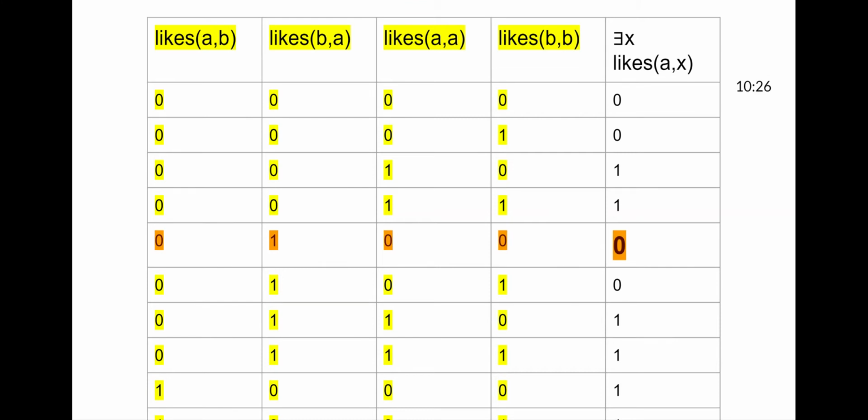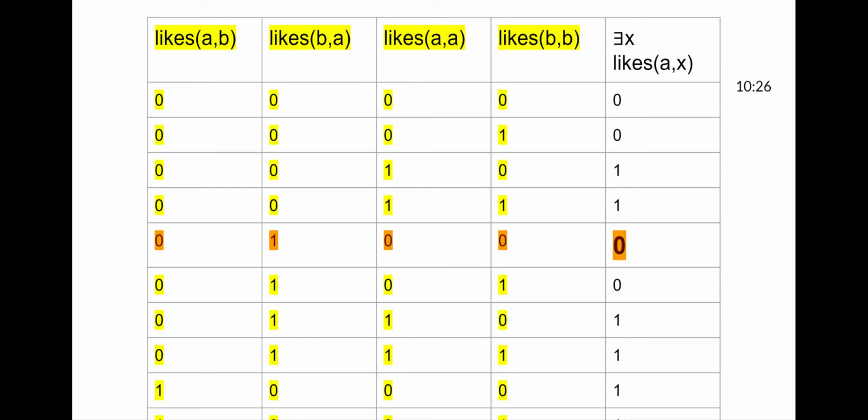So let's consider a very simple example. Suppose our world has two objects, A and B, and we have one relation, a binary relation called likes. Well, there are four possible relationships that can exist: A likes A, A likes B, B likes A, and B likes B. Those four relationships can each be assigned a truth value, and therefore there are 16 truth assignments.